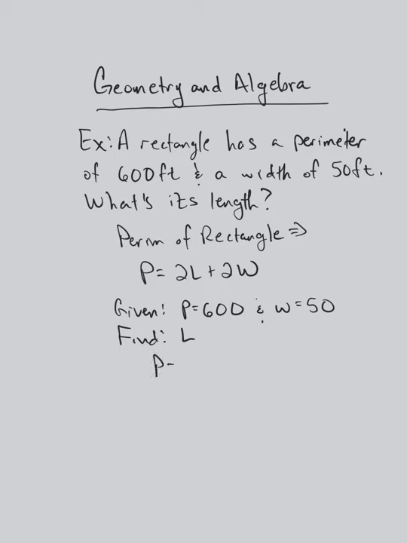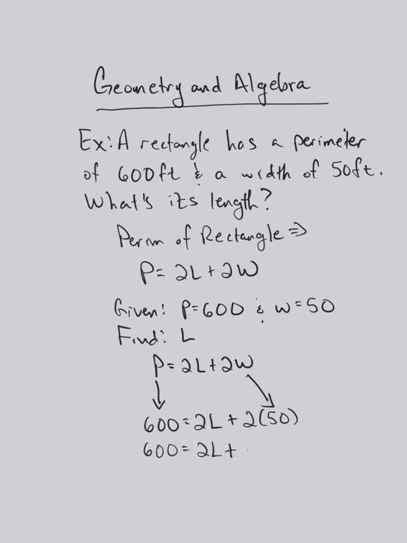So what we can do is take that formula, and then P is equal to 600, so I can fill in 600 for P. We're trying to find L, so we don't know what it is, and then we get plus 2 times W, 2 times 50. We fill in 50 for the W. So now we have an equation that we can solve. Remember, the first step in solving an equation is to simplify anything on either side, and we can actually compute what 2 times 50 is. It's 100.